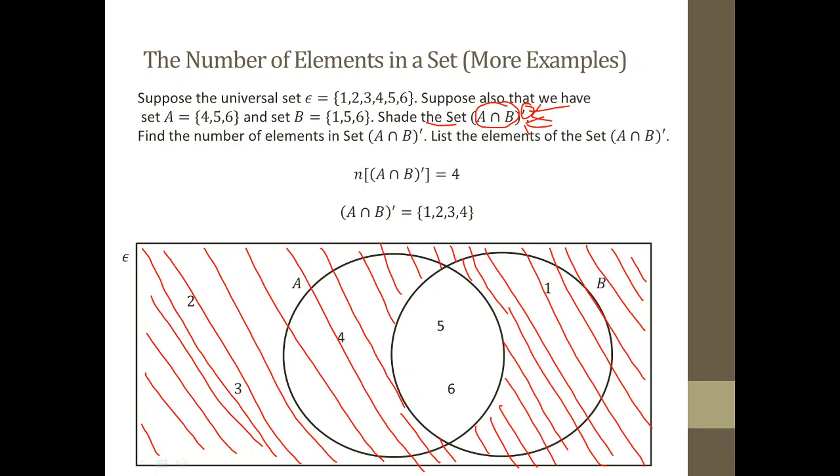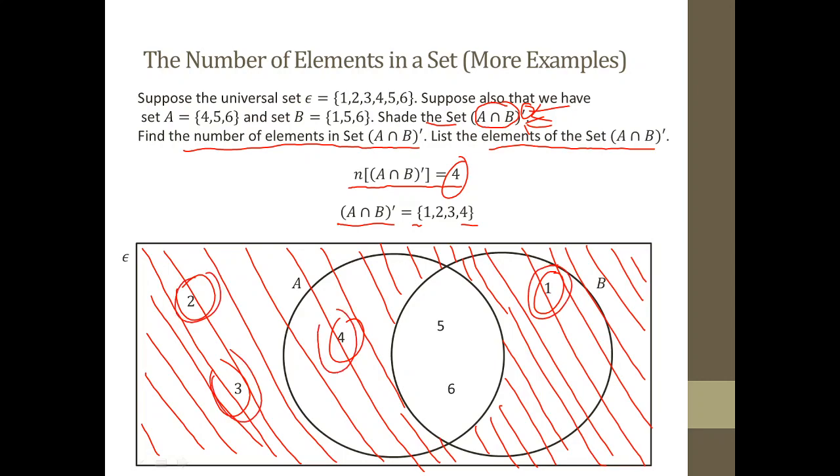Okay. Find the number of elements in the set bracket A intersect B bracket prime. So 1, 2, 3, 4. So n of the set A intersect B, whole thing prime, equals 4 because there are 4 elements. Okay, and list the elements in the set bracket A intersect B bracket prime. So write down the curly braces, and then list down the elements 1, 2, 3, and 4. And we are done.